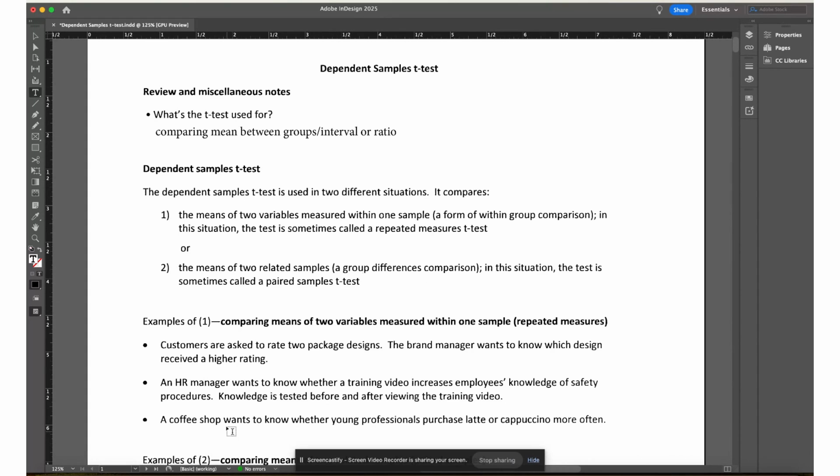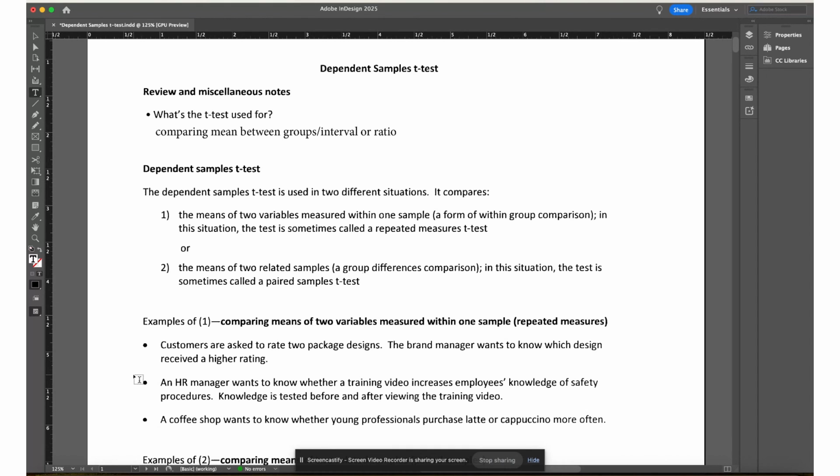A few examples right here. In this first example, customers are asked to rate two package designs. So maybe there's package A, let's call it that, and then there's package B. The brand manager wants to know which design, A or B, will receive a higher rating. So if you think about this, we've got the same group of customers, but we're going to end up with two different variables: what they think about package A and then what they think about package B. So that's an example of a within group comparison, a repeated measures t-test situation.